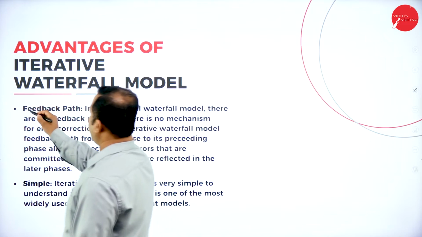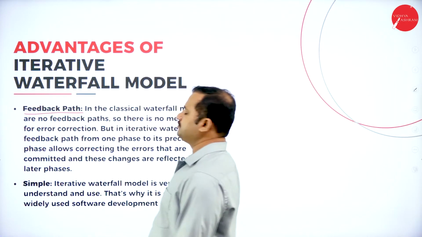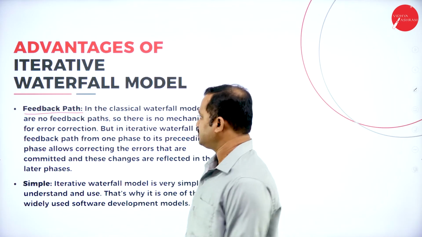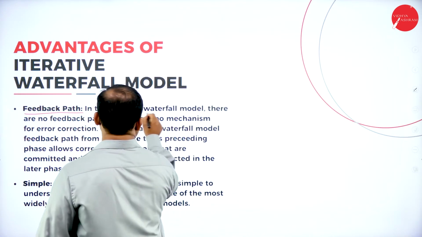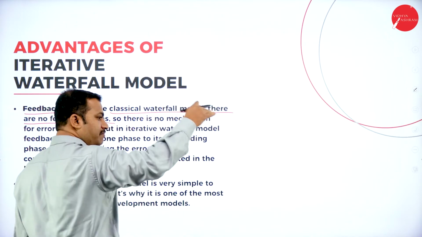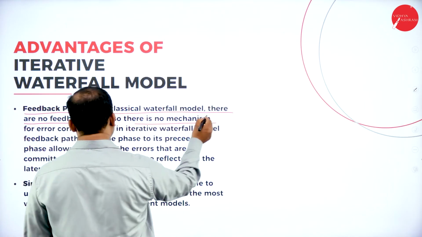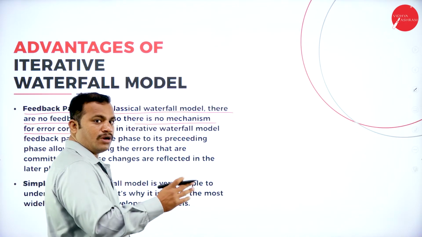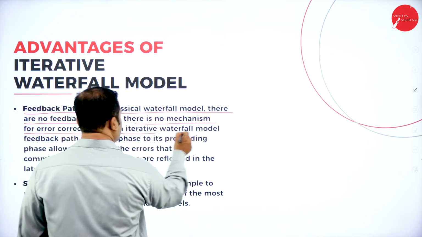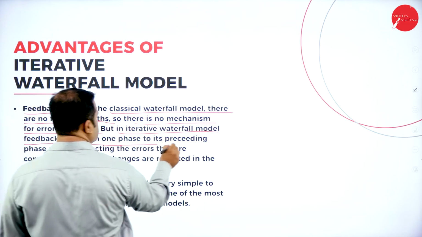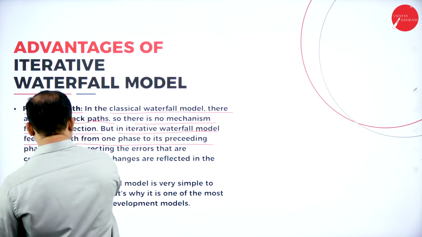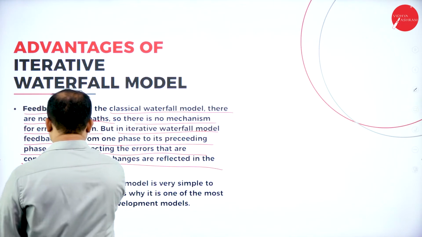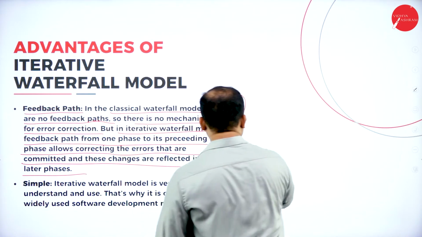Next, feedback path. What is the meaning of feedback path? There is a possibility of moving from the present phase to the previous phase. That is called a feedback path. In the classical waterfall model, there were no feedback paths, as you observed, so there was no mechanism for error correction, as you observed in the previous session. Now in the iterative waterfall model, feedback paths from one phase to its preceding phase make error correction possible, so that it reflects in the later phases.